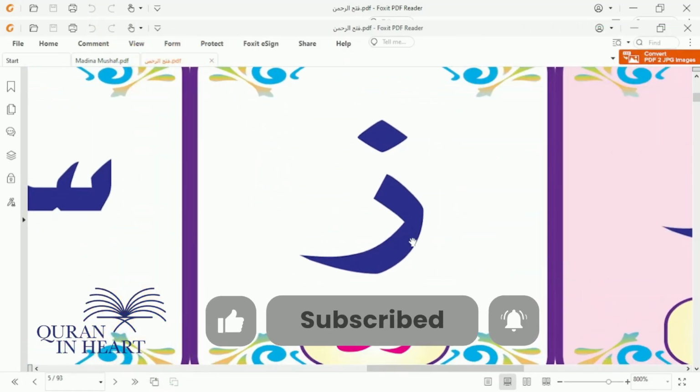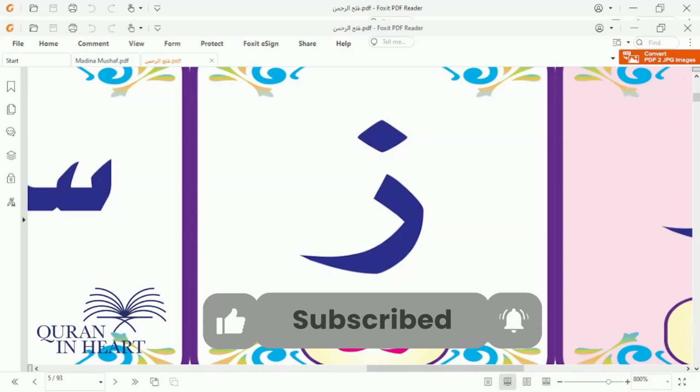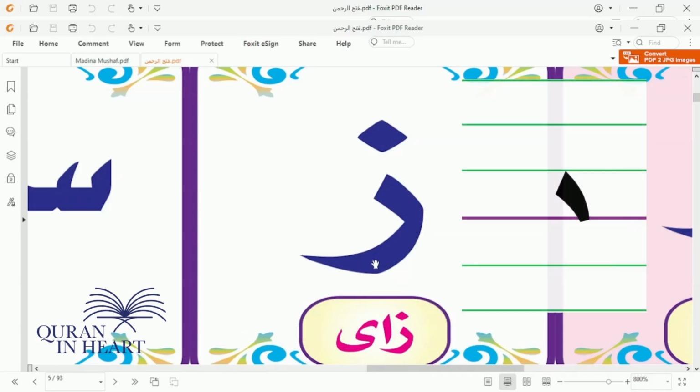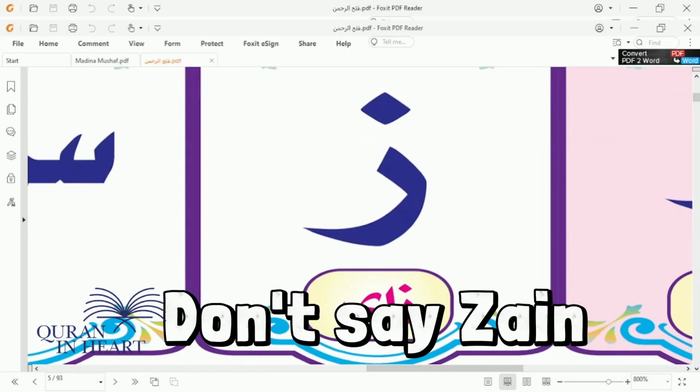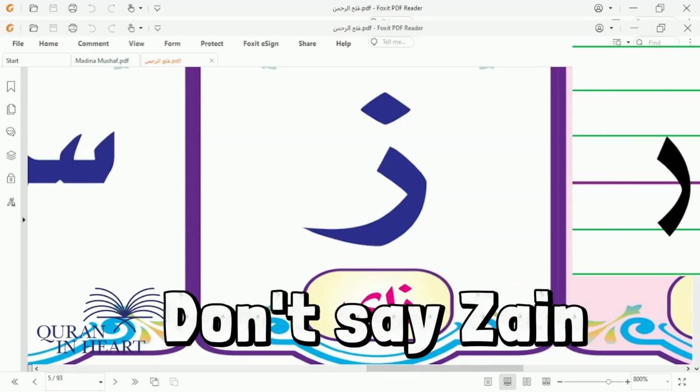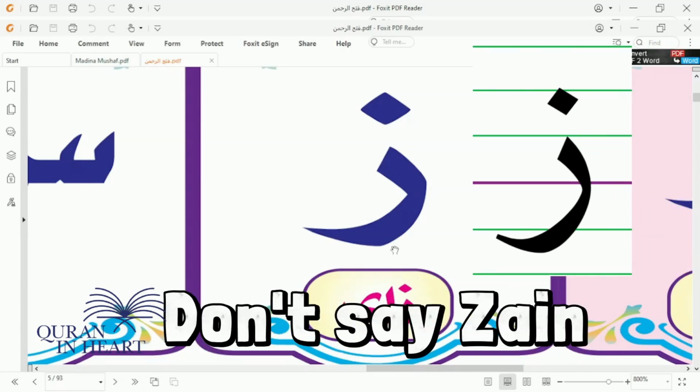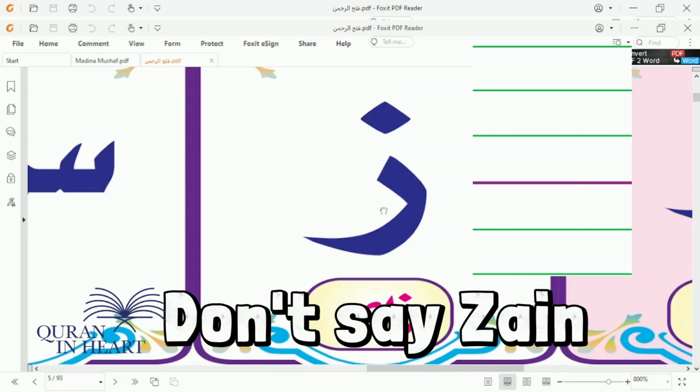The new letter is called Zai. Zai is also like a banana or a curvy line, and has one dot over it. Remember please, Zai, don't say Zain. It's a common mistake, even among teachers. Some teachers say this is Zain. No, this is not Zain. It's called Zai, as written here exactly.